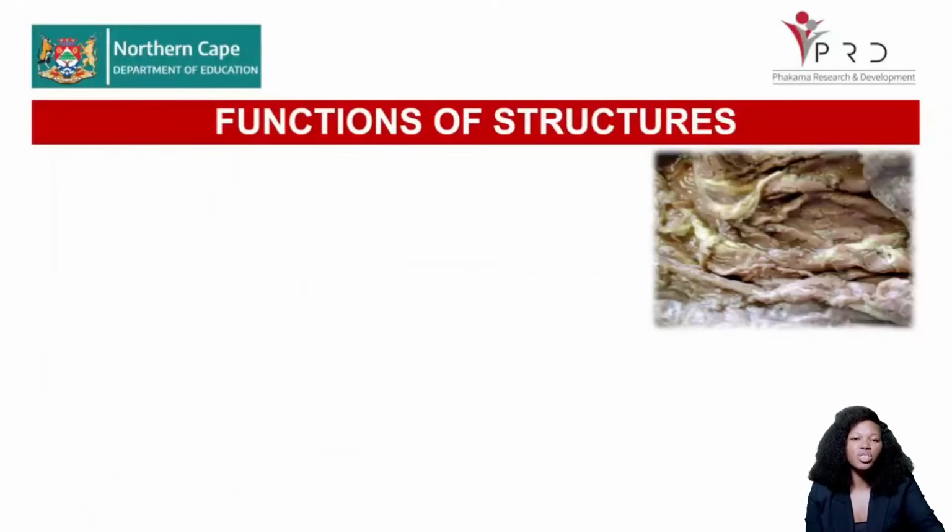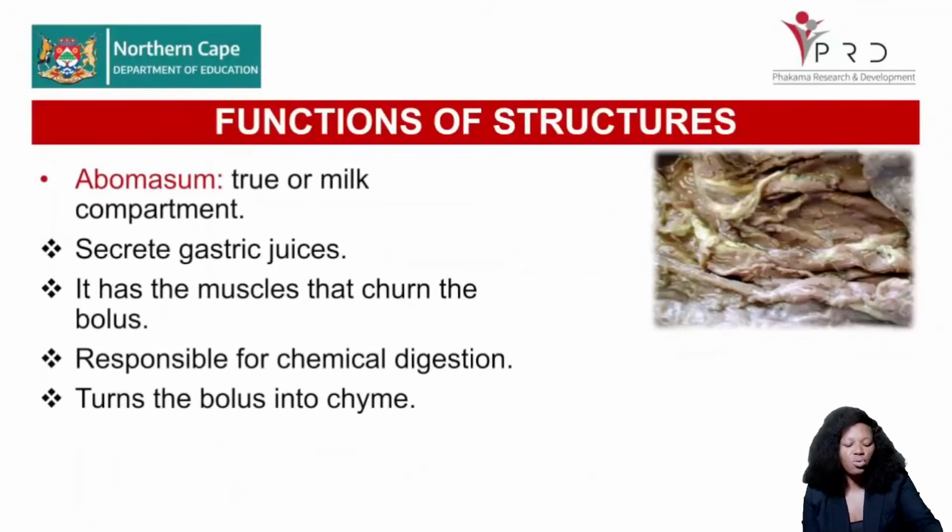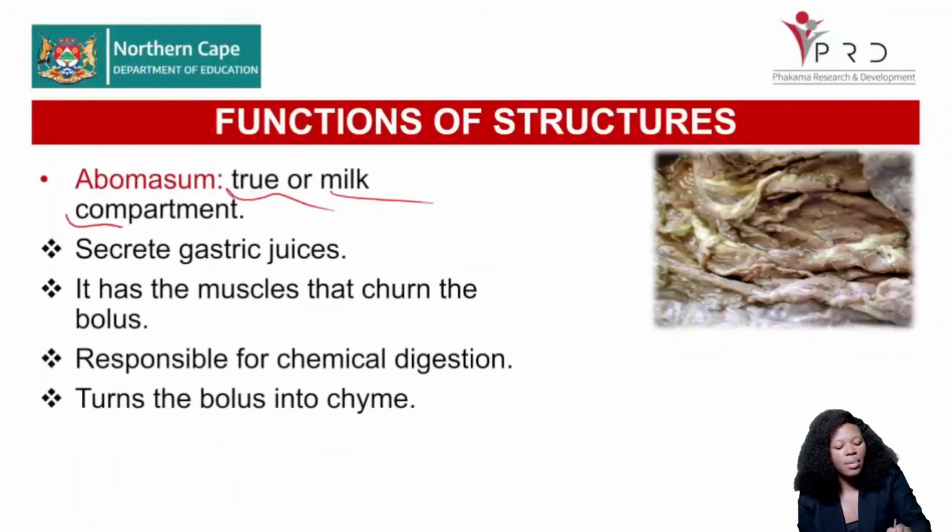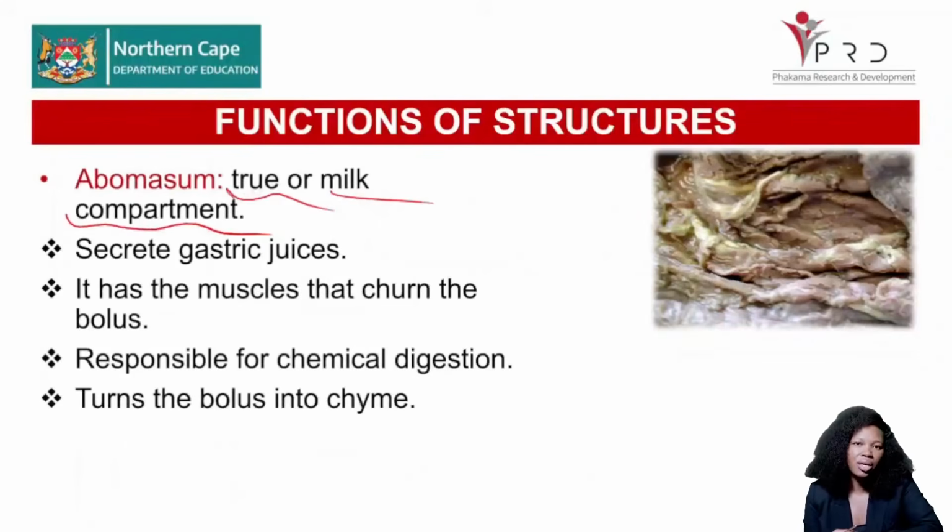Now let us move on to our last compartment, which is the abomasum. The abomasum is also known as the true stomach or the milk stomach. Why do we call it a milk stomach? Remember, it is the only compartment that is fully developed in young ruminants. So when milk is transported from the esophageal groove, it goes straight to the abomasum, where it will be digested, right? That is why it is also called the milk compartment.